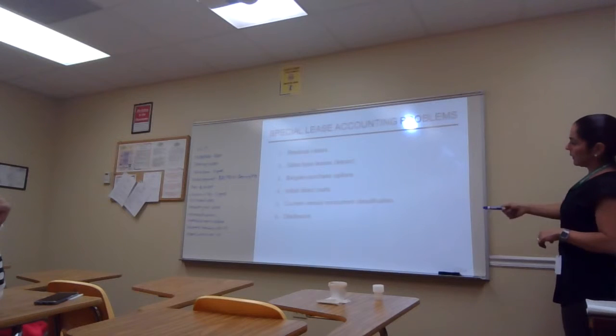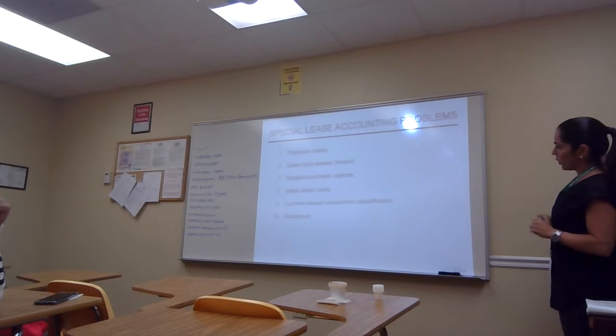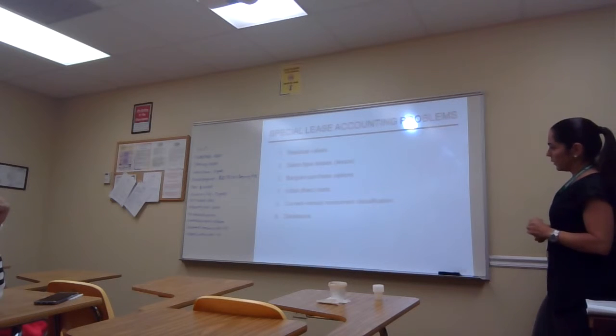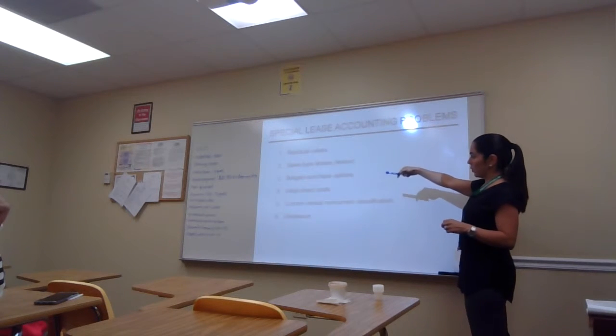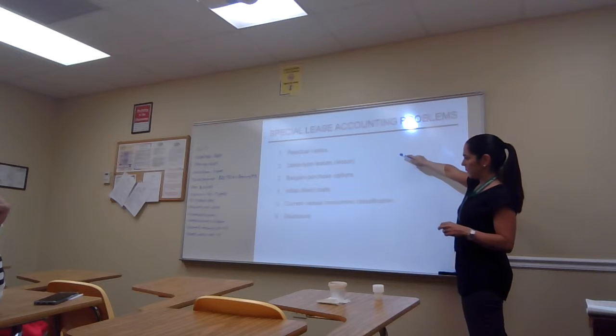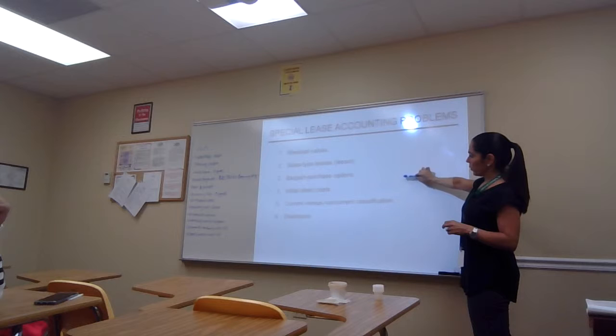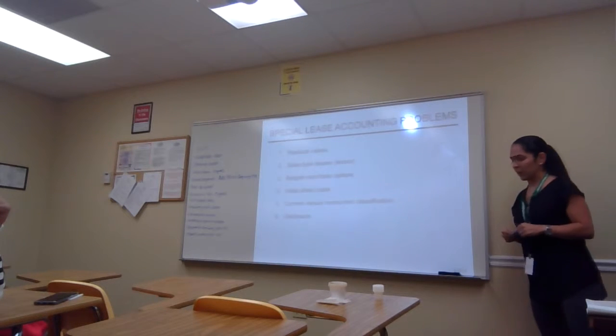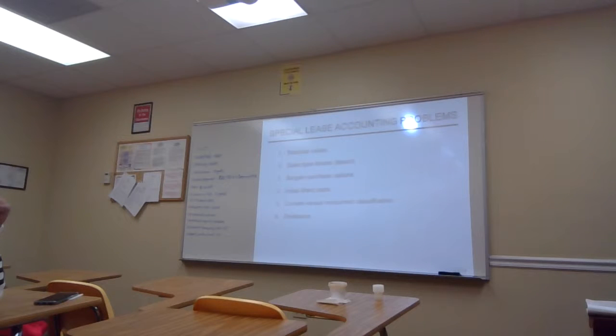These are the 6 sections we're going to talk about in this section, starting with the residual values. Then we're going to jump into sales type leases, which we didn't do when we were doing the lessor side. We didn't do sales type leases, so we'll do that. We'll talk a little bit about bargain purchase options, initial direct costs, and current versus non-current classification and disclosure is the last thing.